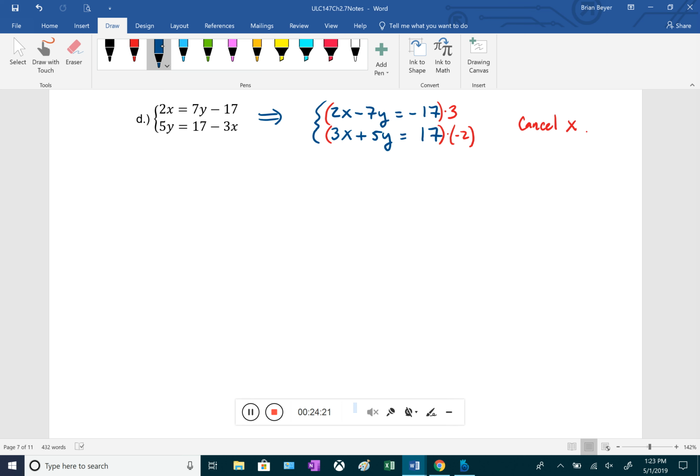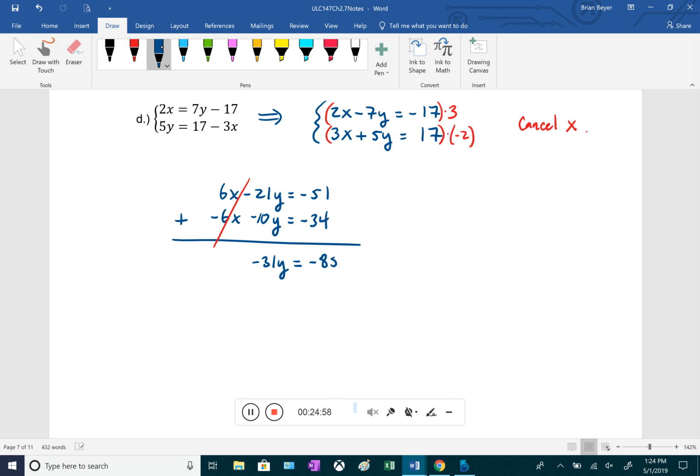We end up getting 6x minus 21y equals negative 51. Multiply the second equation by negative 2. We get negative 6x minus 10y equals negative 34. And now we're going to add these up. And we add these up knowing that these x's are going to cancel because that's why we did it. So negative 21 plus negative 10 is going to be negative 31y. Negative 51 plus negative 34, we get negative 85.